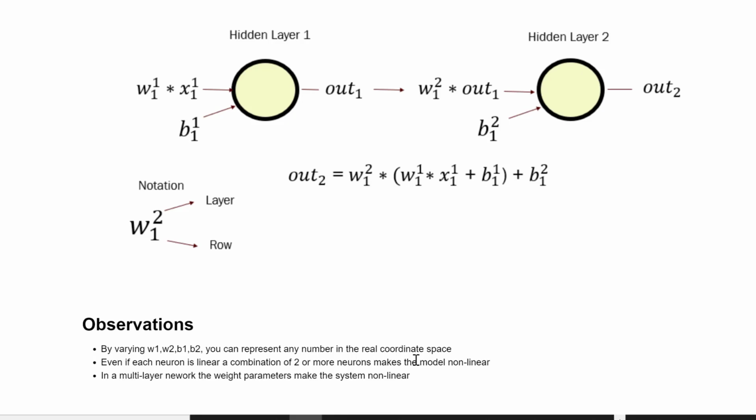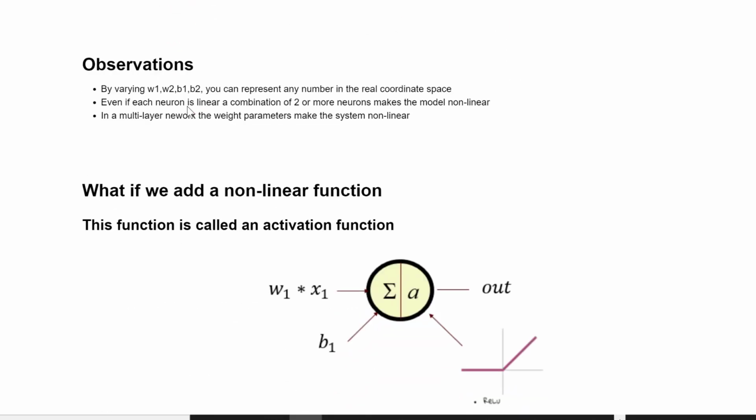So think about that. That basically means you've got an x and y coordinate system. We can go negative, we can go positive, we can have an output value in any one of the 4 quadrants in the real coordinate space. And even if each neuron is linear, a combination of two or more neurons makes the model nonlinear. And in a multi-layer network, the weight parameters really make the system nonlinear. That's something to think about. We think about x's in our normal mathematics as being the nonlinear component, and x's for us are the feature inputs, but what's really nonlinear is the weights. All right, so that's a good takeaway, a good thing to realize.